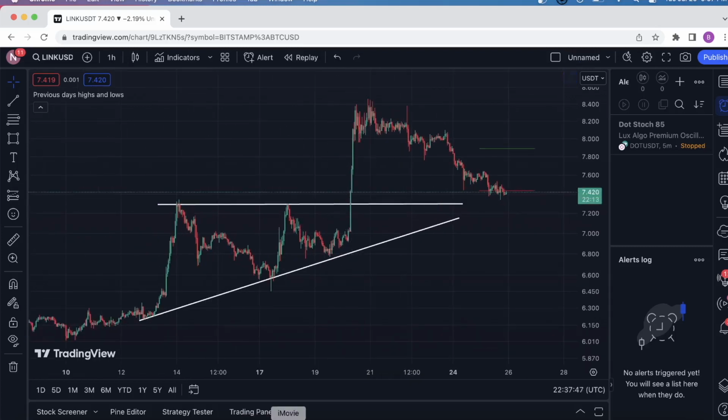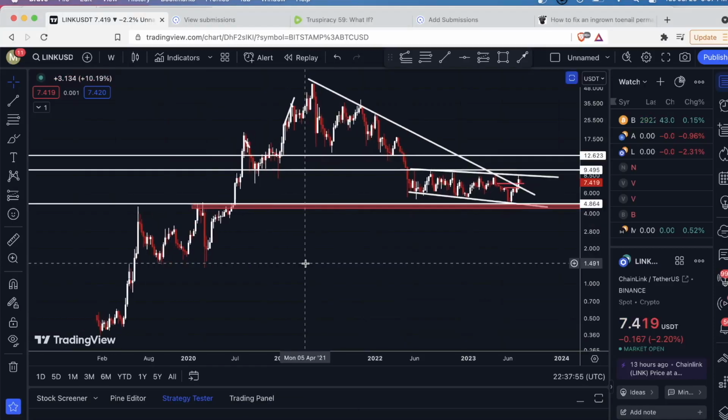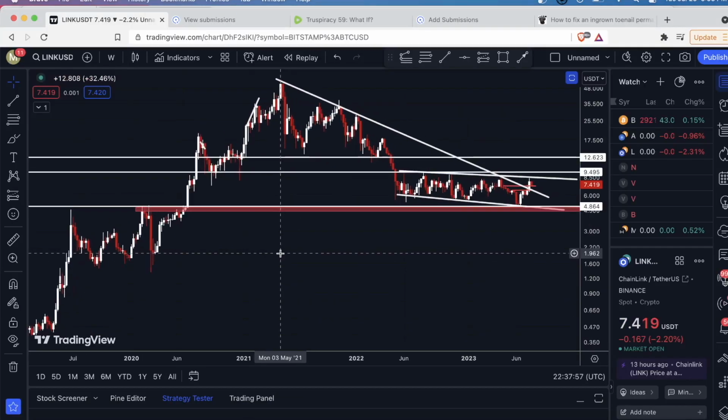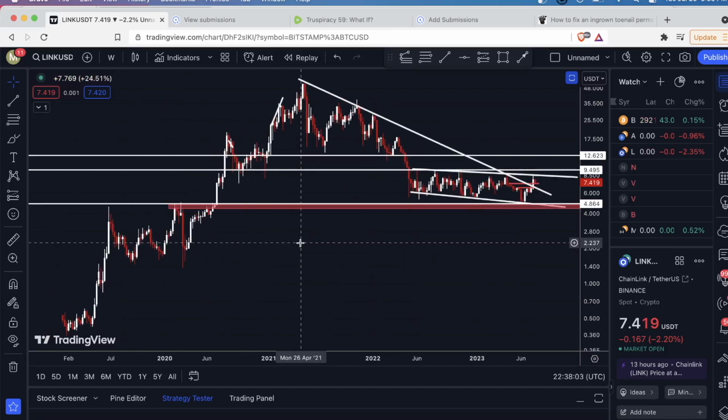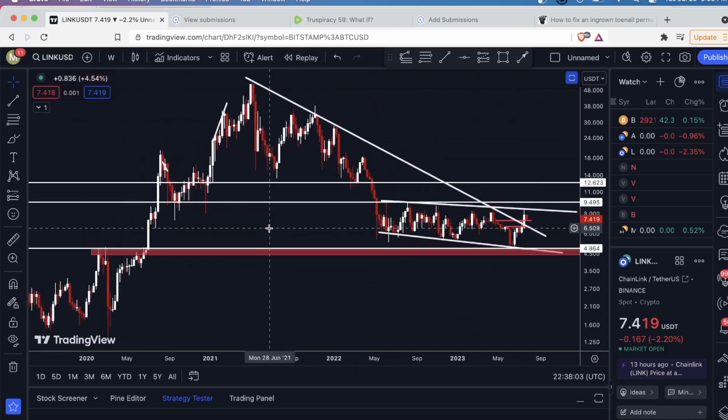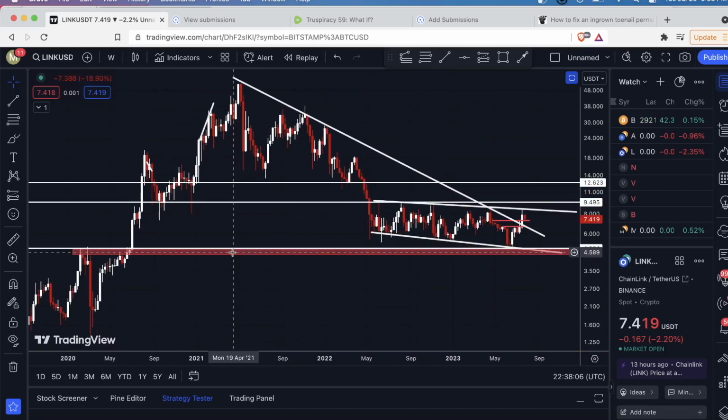Okay, so I'm going to switch the chart now. Okay, so here I am on the weekly time frame, and I just want to kind of recap, in case you're new here, the key levels that I have marked out on the Chainlink chart. So this level right here, it's kind of a range. I drew it as a range. The top of the range is about $4.80, and the lower part of the range is $4.45.